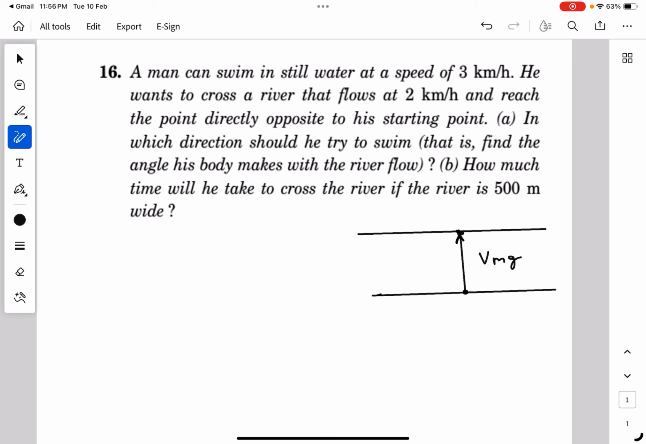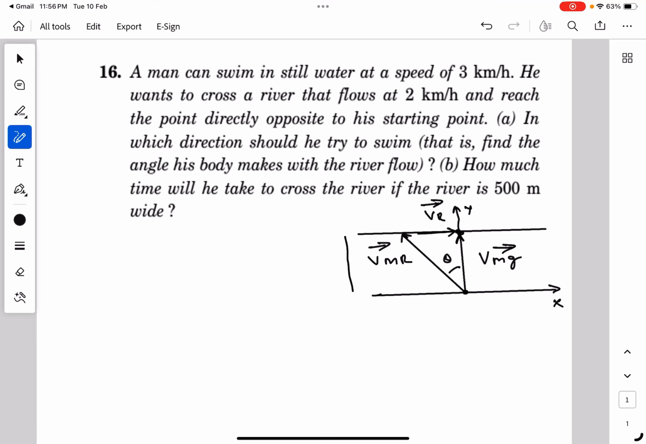And in order to reach this point, he has to swim somewhere in this direction. And we can call it velocity of man with respect to river. And this is velocity of river. All these are vector quantities. Let us say this angle is theta, this is x-axis and this is y-axis.